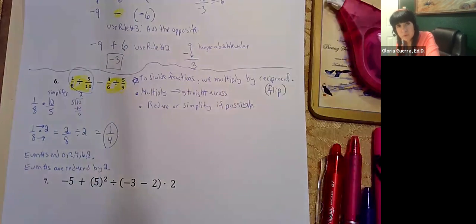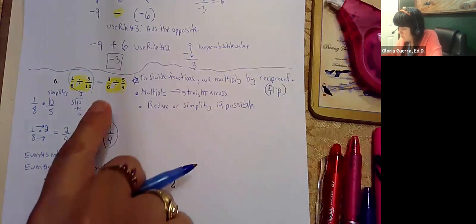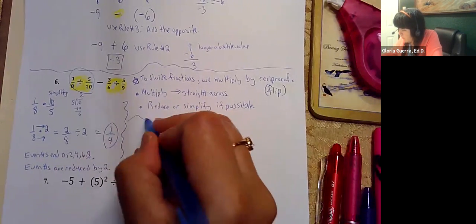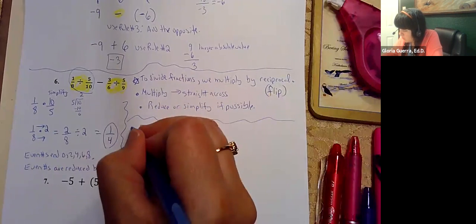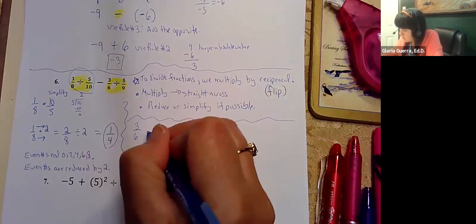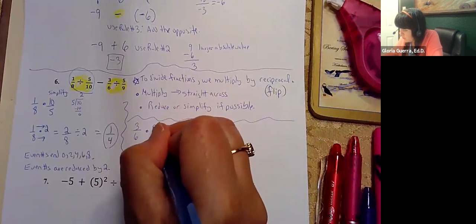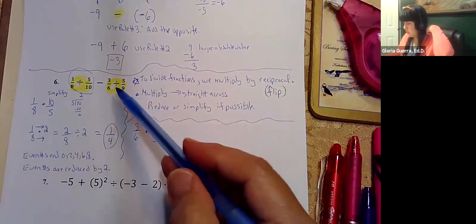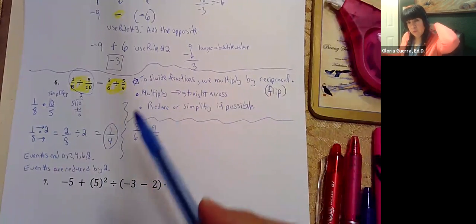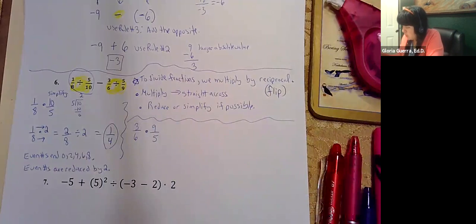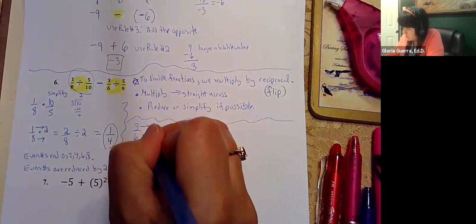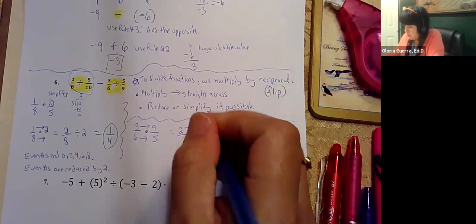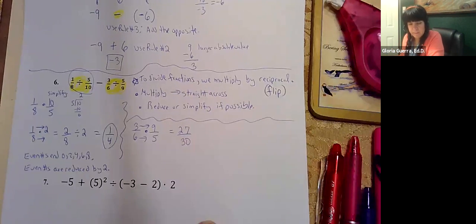But now we've got to work the other fraction right over here. So now we have 3/6 times 9/5. You flip the second fraction, and then you multiply straight across. 9 times 3 is 27. 6 times 5 is 30.